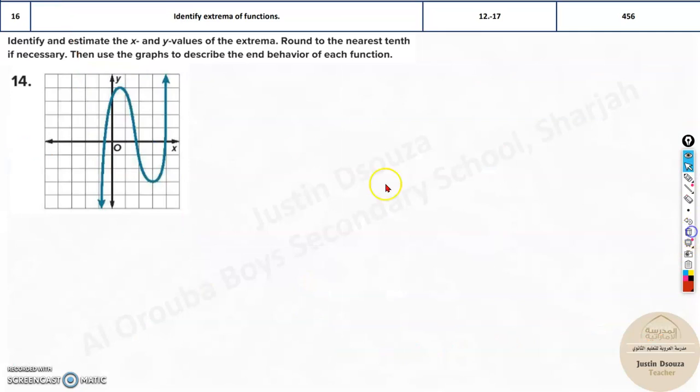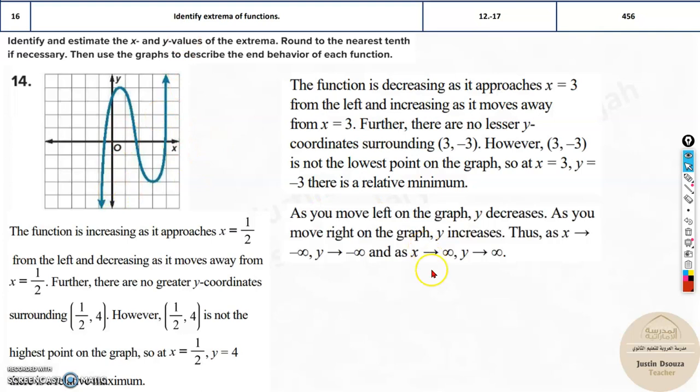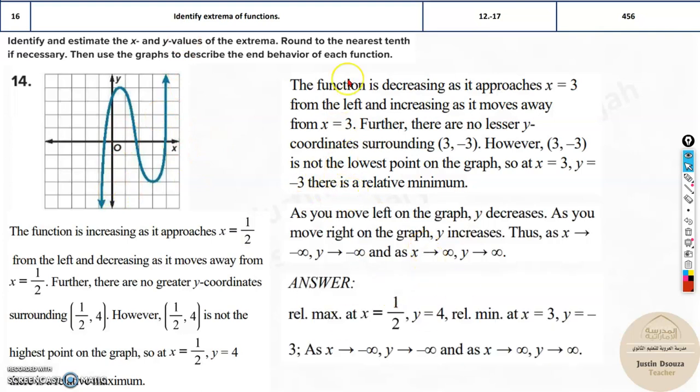Same thing over here, you will have a relative maximum and minimum at these 2 points and the end behavior. You can check the answer by yourself. Please solve it and then check. The x over here is half and 4 y value. Here it is at 1, 2, 3 and minus 3. Yes, that's the answer. It's minus 3, and as x goes to positive infinity, y is positive infinity, and when it's minus infinity, minus infinity.